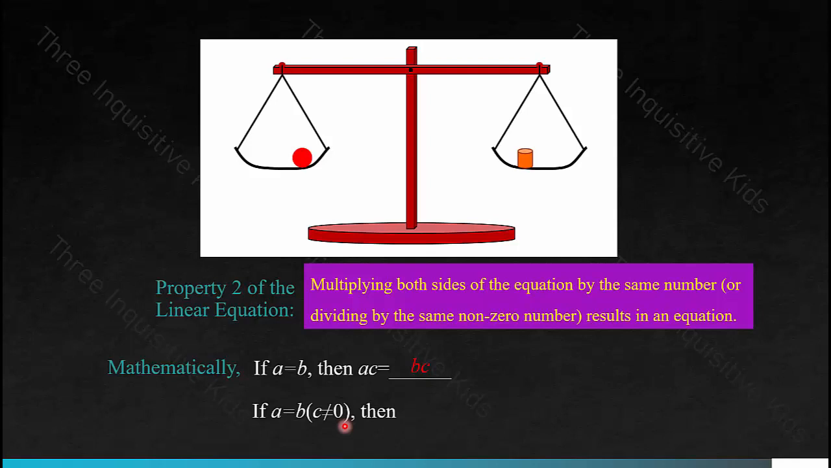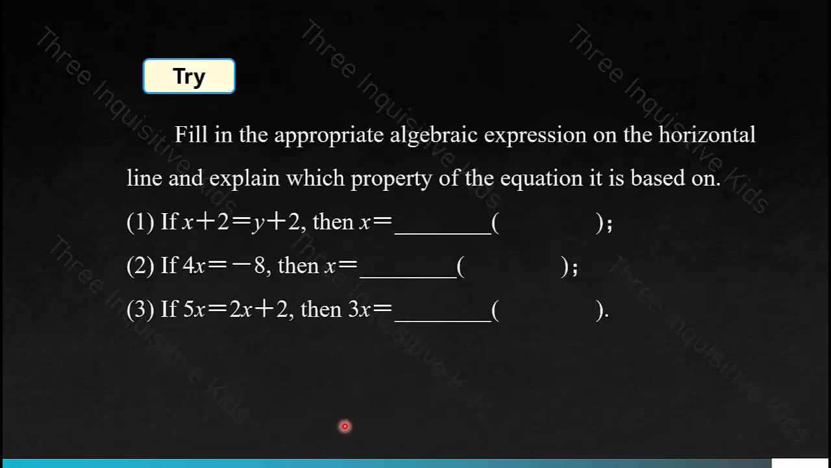And if A is equal to B and C is not equal to 0, then A divided by C is equal to B divided by C. Try. Using the knowledge you've just learned, fill in the appropriate algebraic expressions on the horizontal lines and explain which property of the equation it is based on.